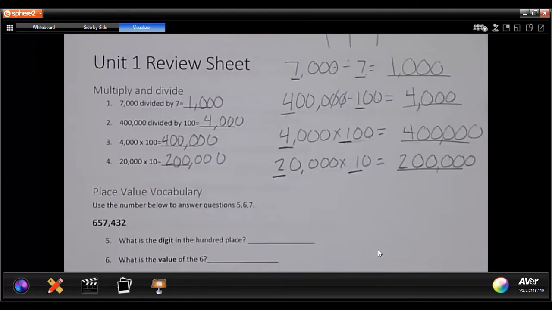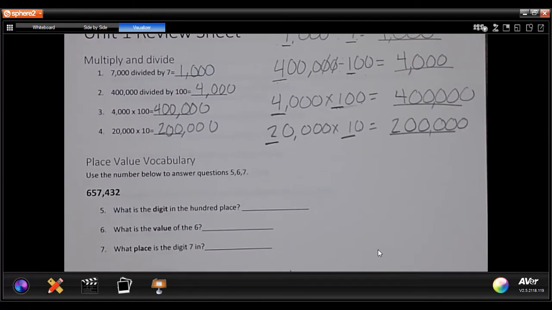We're going to move on to the place value vocabulary. Before I go over these, I'm going to go over what each of these things mean. Digit is a number from 0 to 9. Value is how much a number is worth in the certain place value that it's in. And place is asking for one of the places on the place value chart, such as thousands, hundreds, tens, ones.